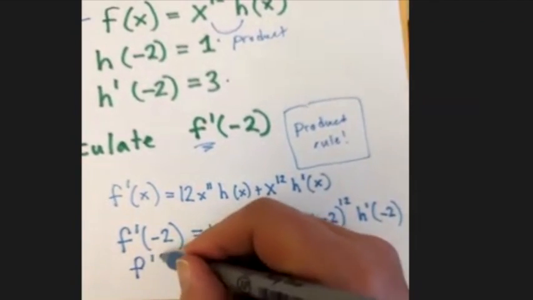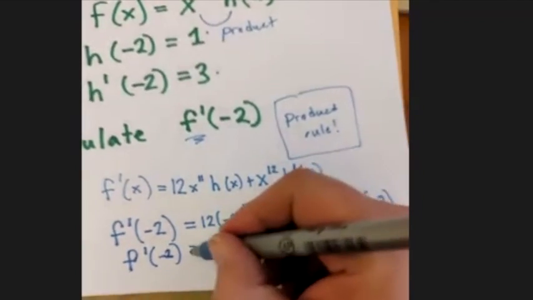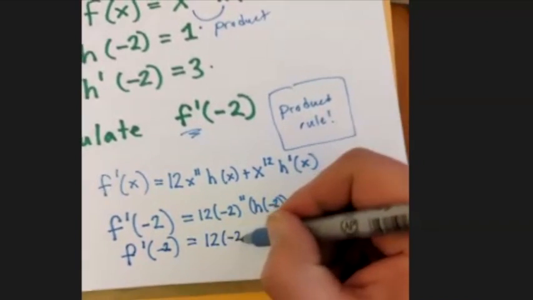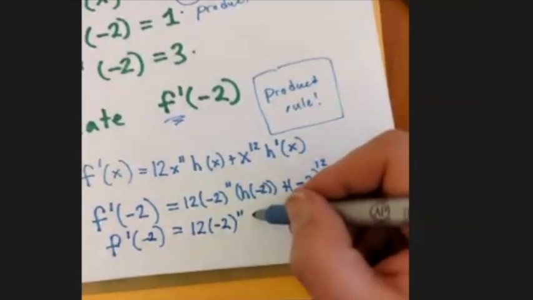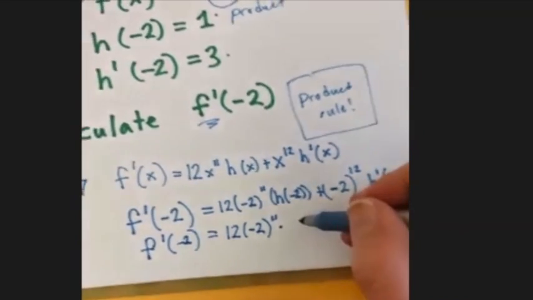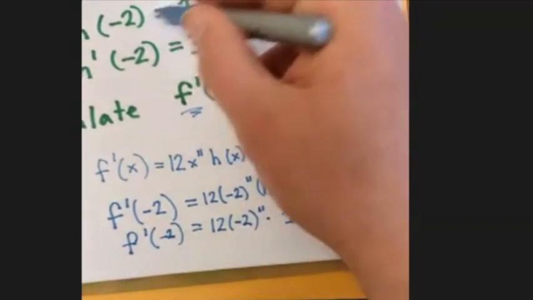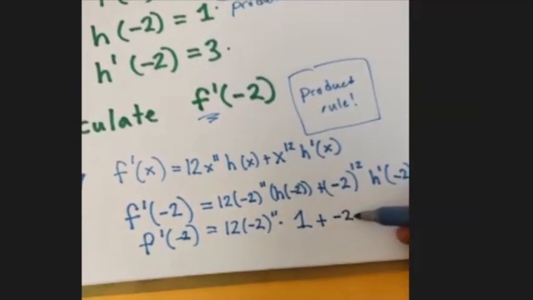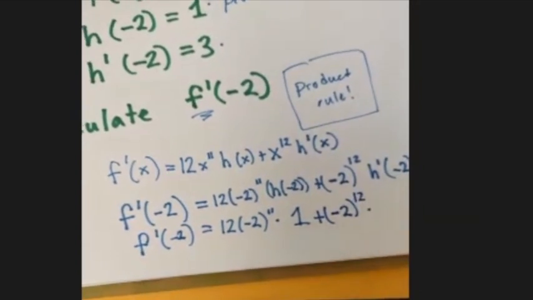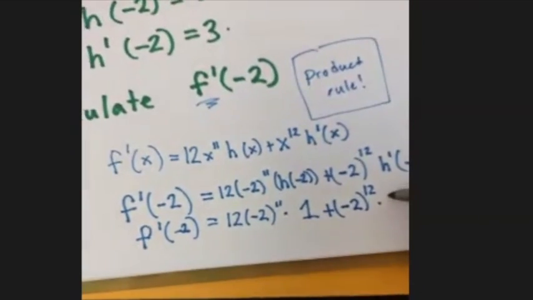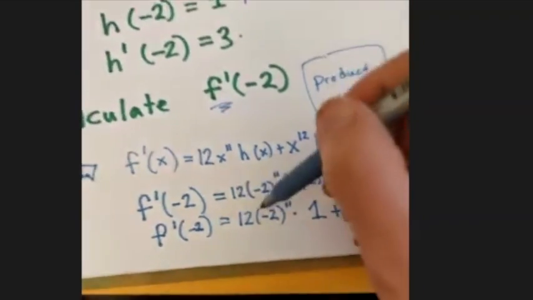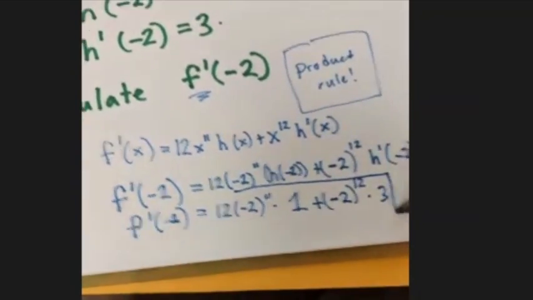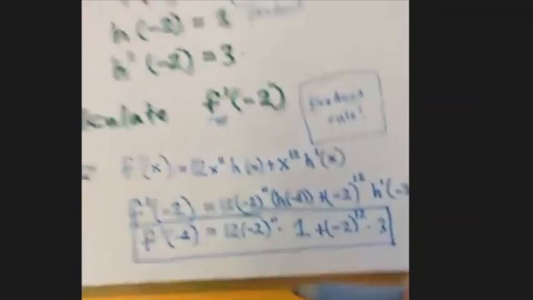So f prime of negative 2 is going to be equal to 12 times negative 2 to the 11th times 1, because that's what h of negative 2 was, plus negative 2 to the 12th times h prime of negative 2, which was 3. And I believe that you can type this into a calculator or a computer and get the answer, so I'm going to stop here.